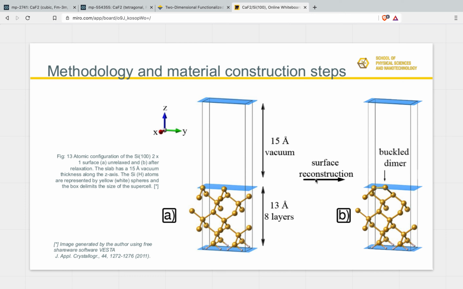Continuing, we constructed the surface slab using 8 layers of silicon and 15 angstroms of vacuum to neglect electronic interactions coming out from the periodic boundary conditions of the plane wave simulation. Then we used 2 unit cells and we allowed the surface reconstruction process to occur to get an accurate electronic structure. With the bare silicon ready, the next step was to construct the wetting layers of the material formation.